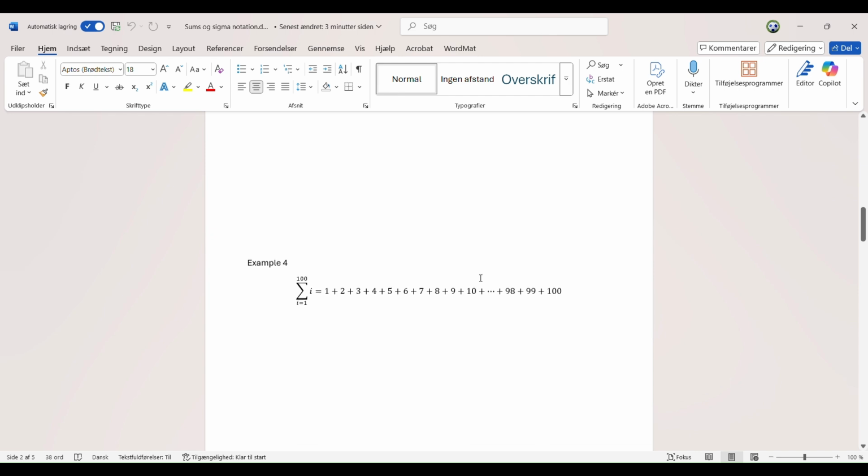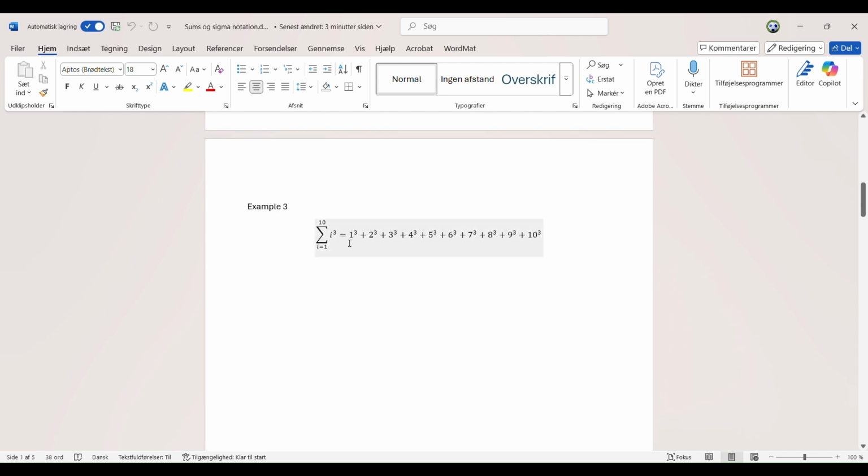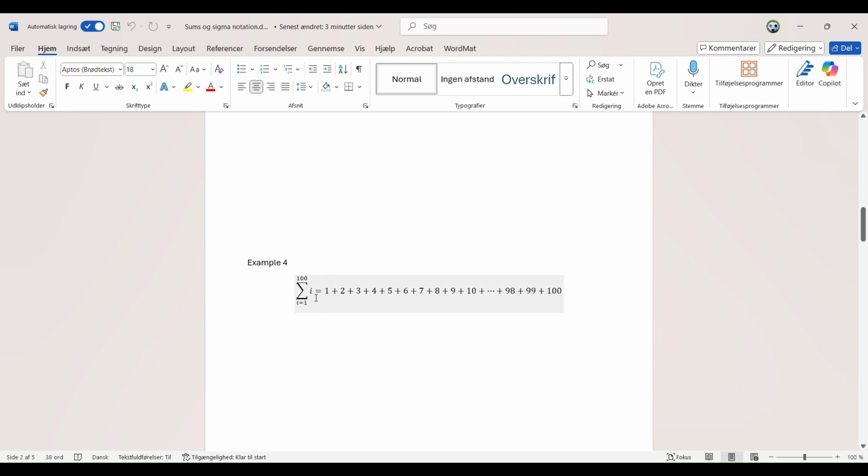Then we've got example 4. This time the upper limit is changed to 100. The expression in here is just I, so a little bit less difficult than this one up here. So like we started. And this time we go up to 100.